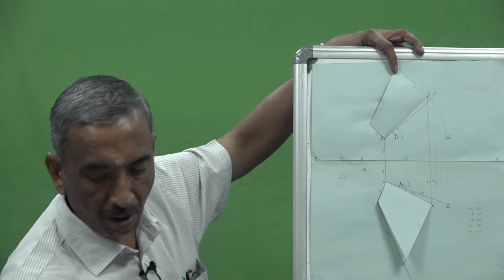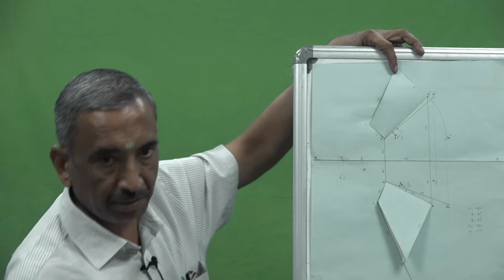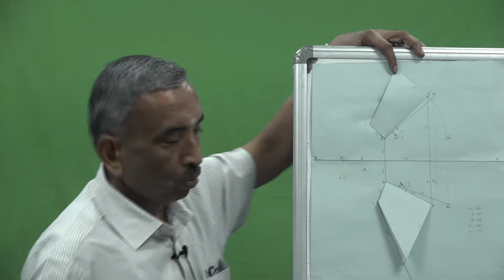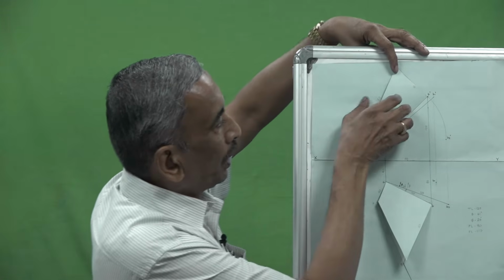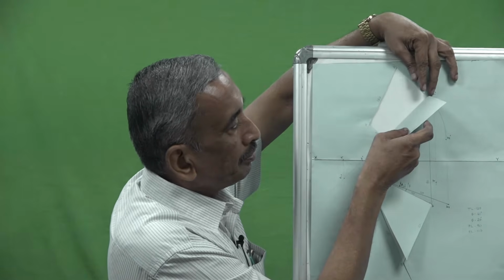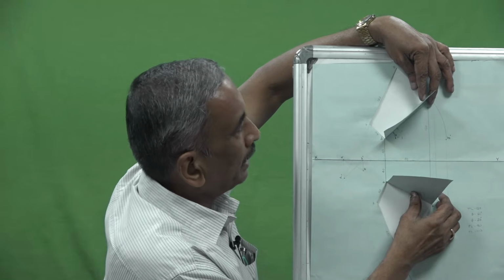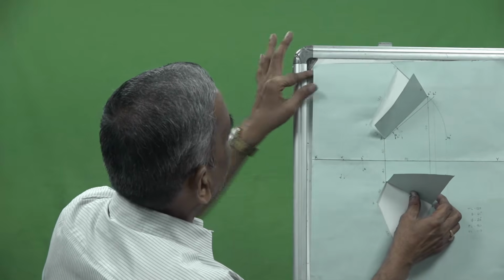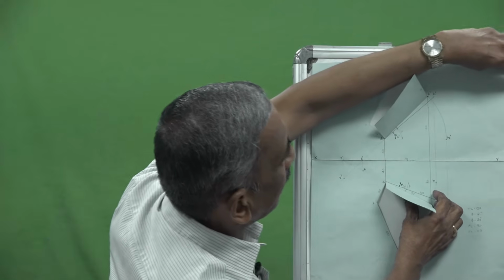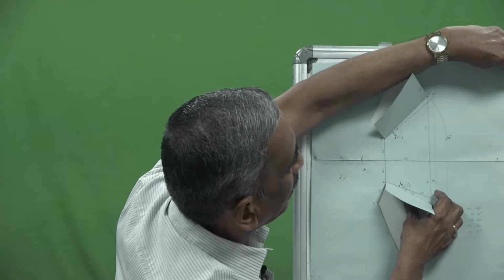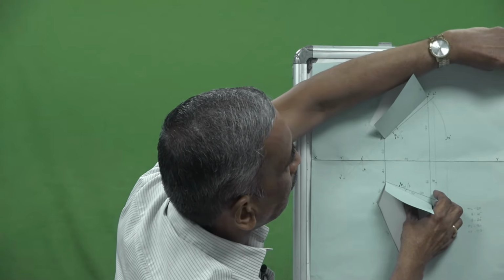Now, to make the model as we have made here, what you can do is, you can fold it like this, then you can fold it like this. The next I will be folding it so that the whole HP is made.